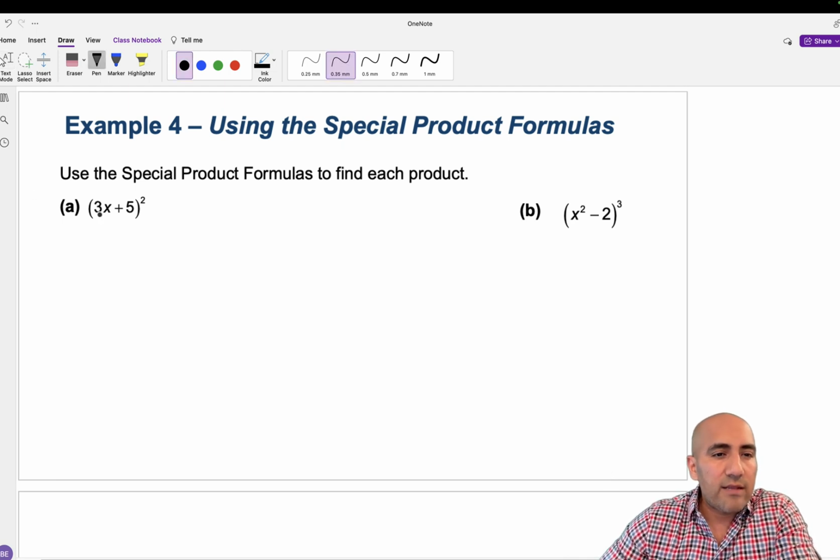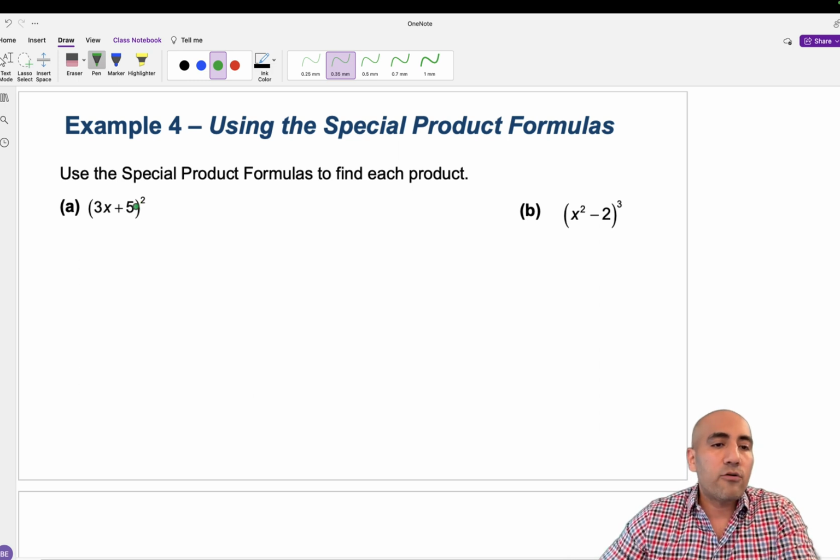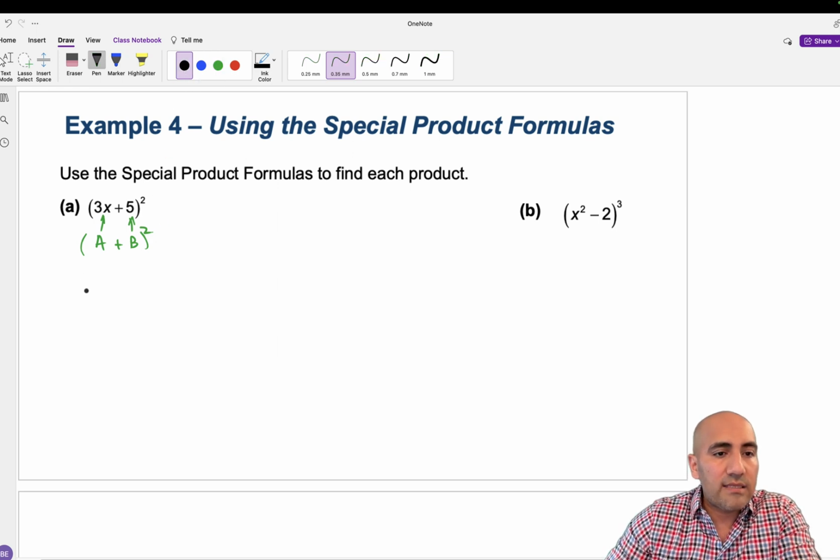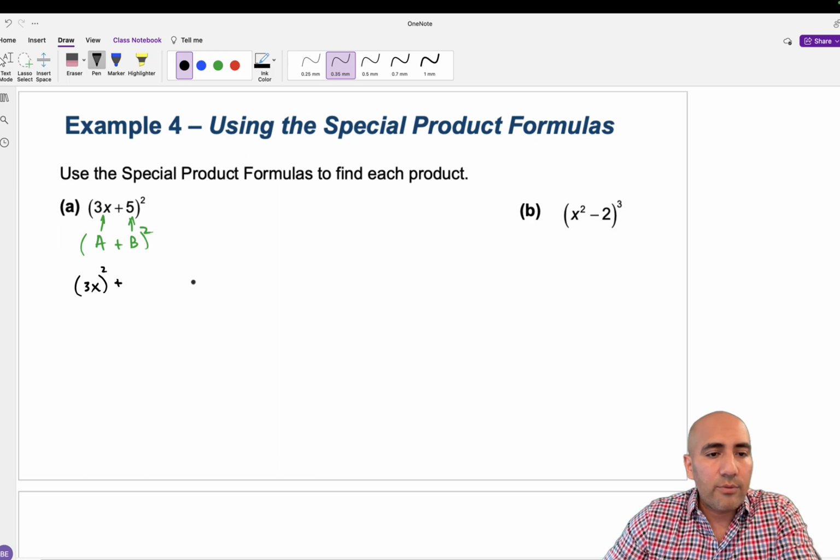So for this one, again, we realize that we have (3x plus 5) raised to the power of 2. We can FOIL it all out, but we want to use our shortcut rules, our product rules. If we realize that this guy plays the role of A, this guy plays the role of B, and we're squaring it, that tells me that this is going to be (3x) squared, the first term squared. I always like to do it this way. I put a plus, and then a little space, and then the last term squared.